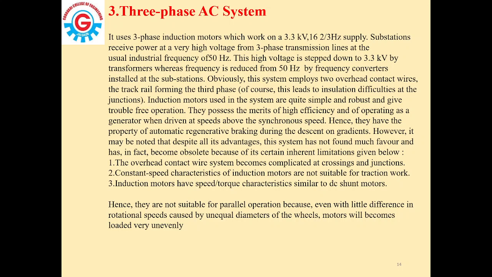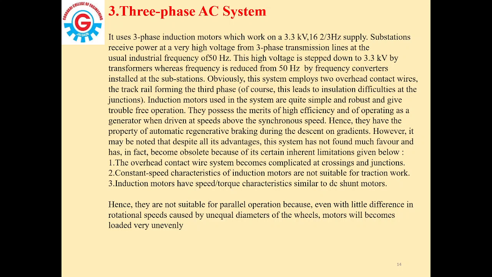Then the third type of system is the three-phase AC system, where it uses the three-phase induction motor which works on a 3.3 kV supply at a frequency of 60 Hz. The substation receives power at a very high voltage from a three-phase transmission line at the usual industrial frequency of 50 Hz. This high voltage is stepped down to 3.3 kV by a transformer, whereas the frequency is reduced from 50 Hz by a frequency converter installed in the substation. Obviously, this system employs two overhead contact wires, the track rail forming the third phase.